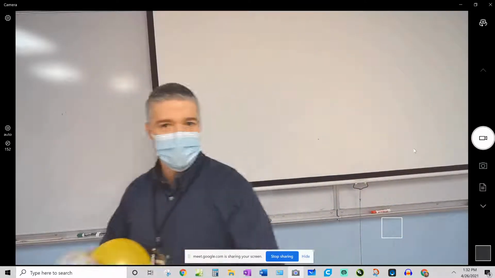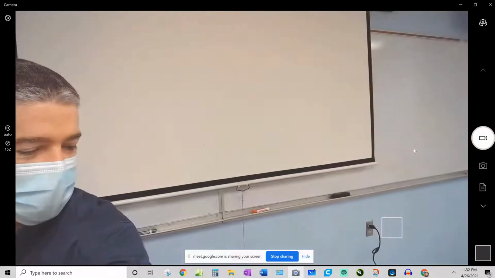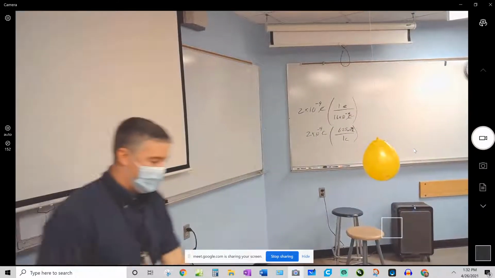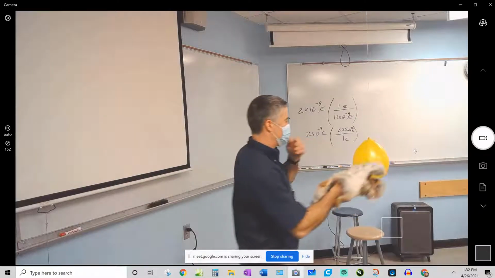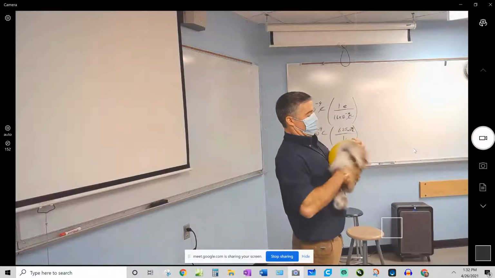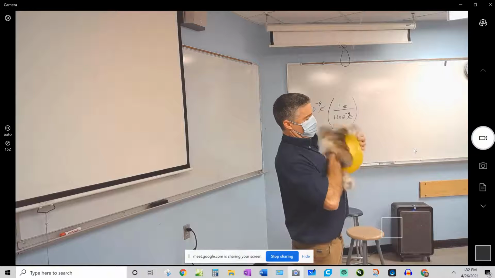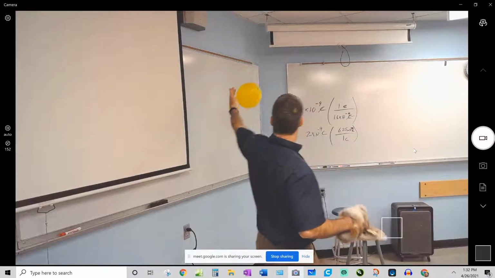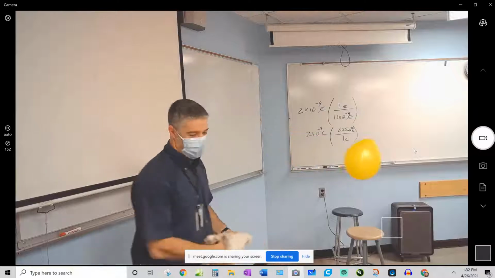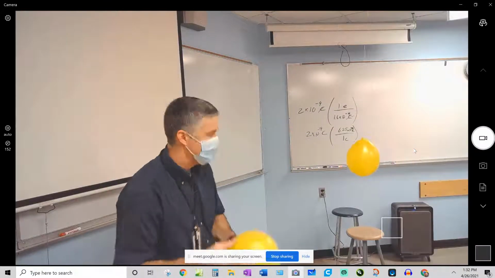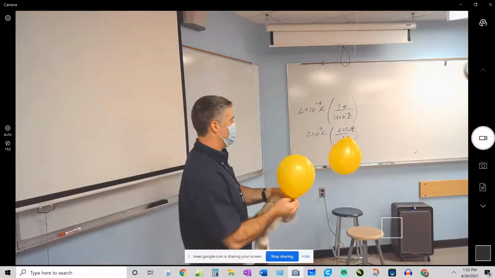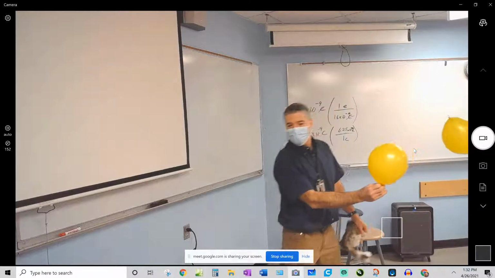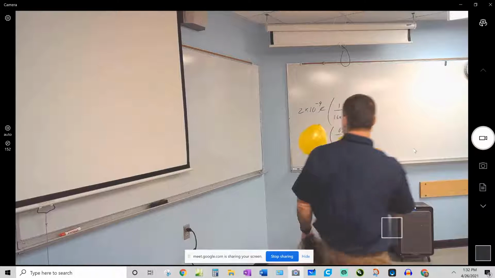Now I've got this other balloon over here. There we go. And I've charged up that one. I'm going to charge this one too. I especially charged one side of it. Bring this other one over. Uh-oh, I think I went out of the picture. Have to do this way.